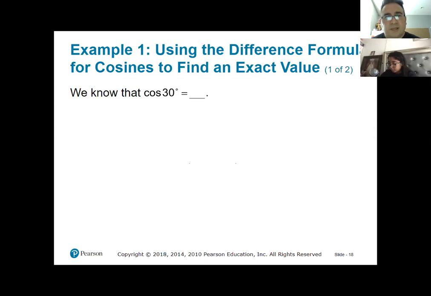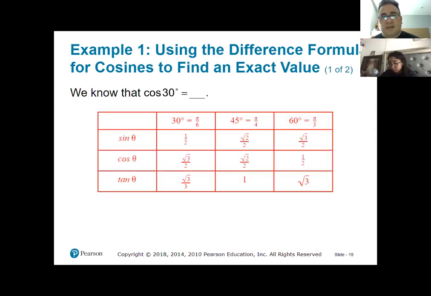Cosine of 30, anybody? Square root of 3 over 2. You see it on the table?